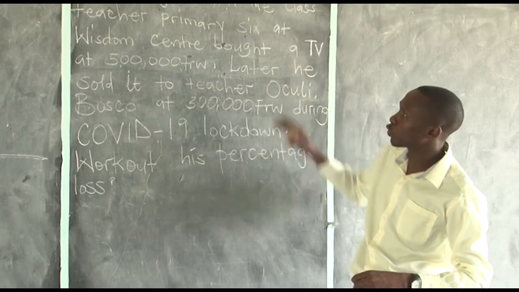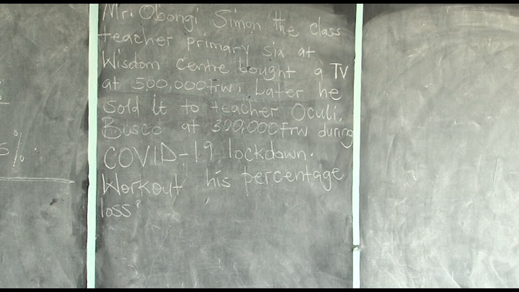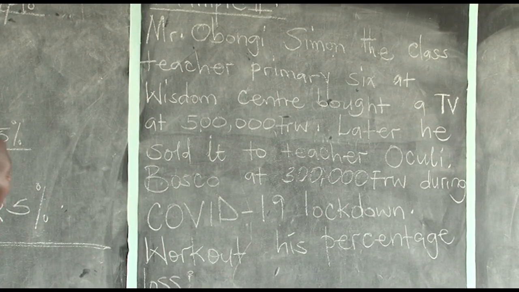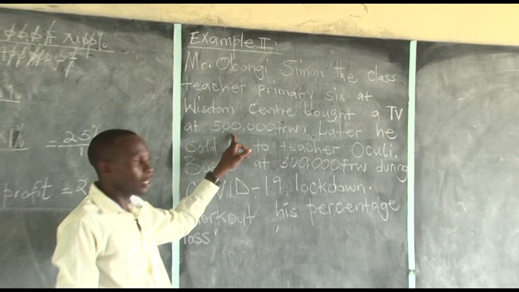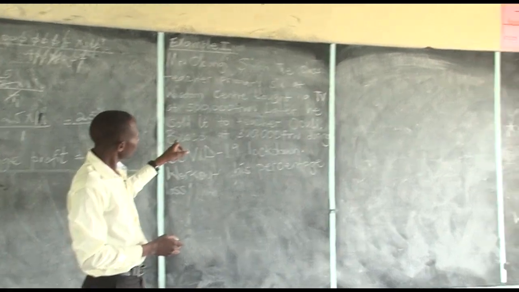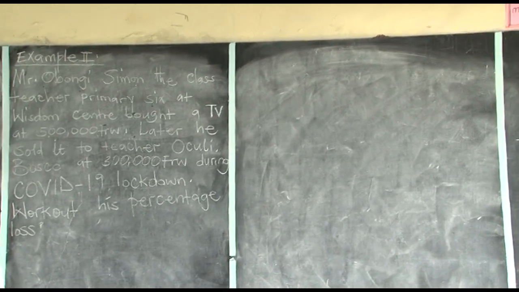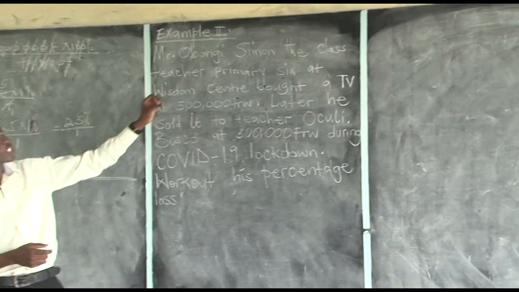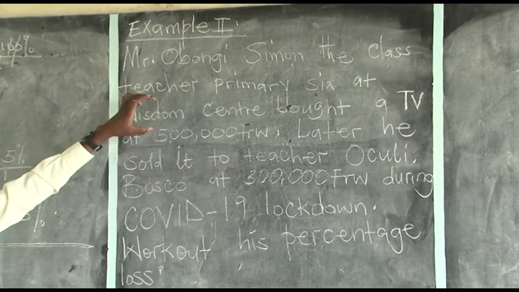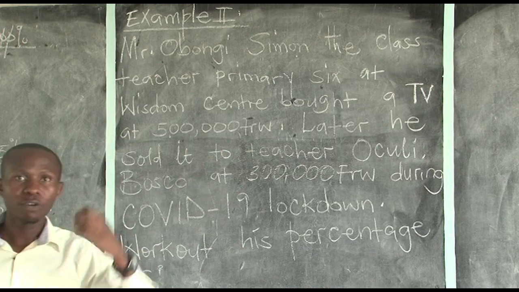Meanwhile, let's switch to example two. What does example two say? Let's look at example two. Example two says, Mr. Obong Simon, the class teacher primary six at Wisdom Center, bought a TV at 500,000 francs. Later, he sold it to teacher Ochuli Bosco at 300,000 francs during COVID-19 lockdown. Okay, so this teacher here, a class teacher at Wisdom Center School, that is in Bujesera, he bought a TV before this period at 500,000 francs.